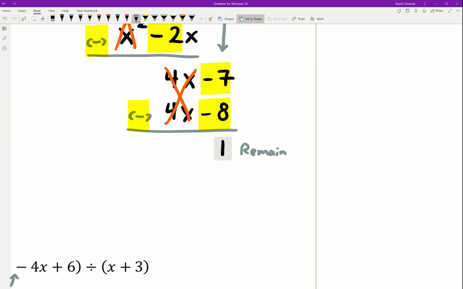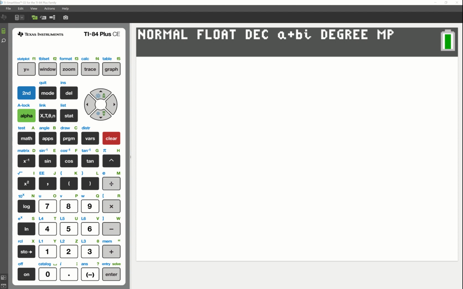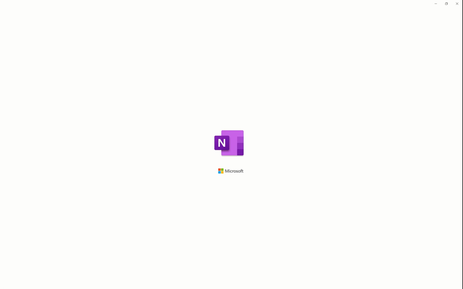I think OneNote is about to crash on me here, so we'll wait for that to crash, and then we will reopen it. Goody goody. So let's go ahead and open that again.